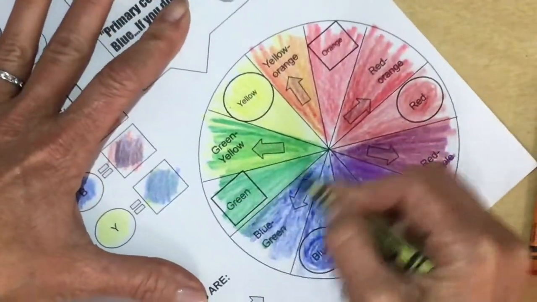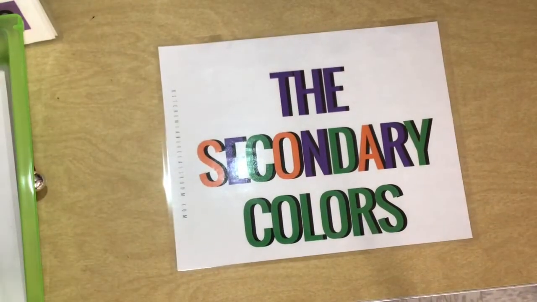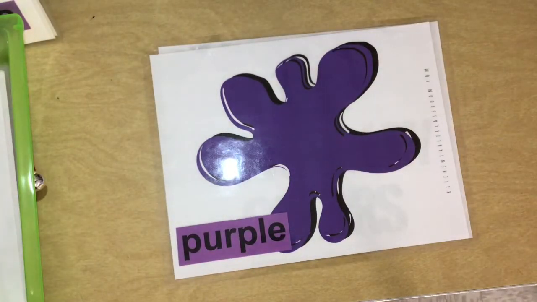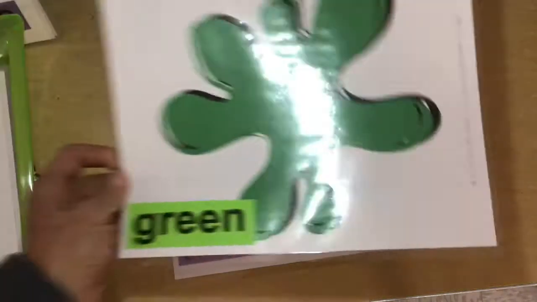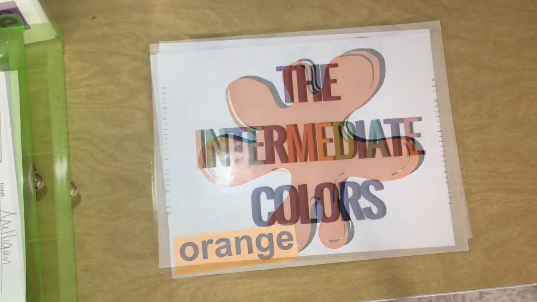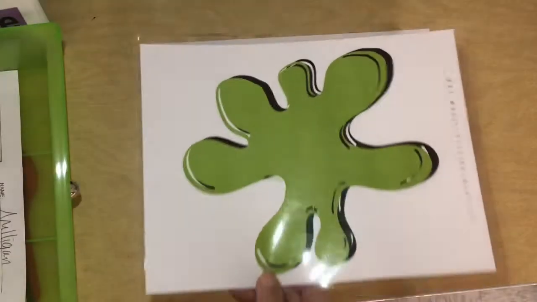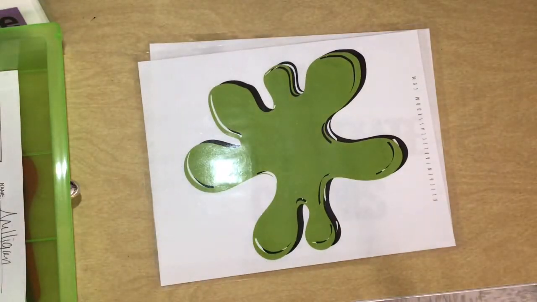The secondary colors are colors that are created when you take two primaries and blend them together. Purple, green, and orange. Intermediate colors or tertiary colors, it's the same thing. It's when you take a primary color and mix it with a secondary color to create a new color.